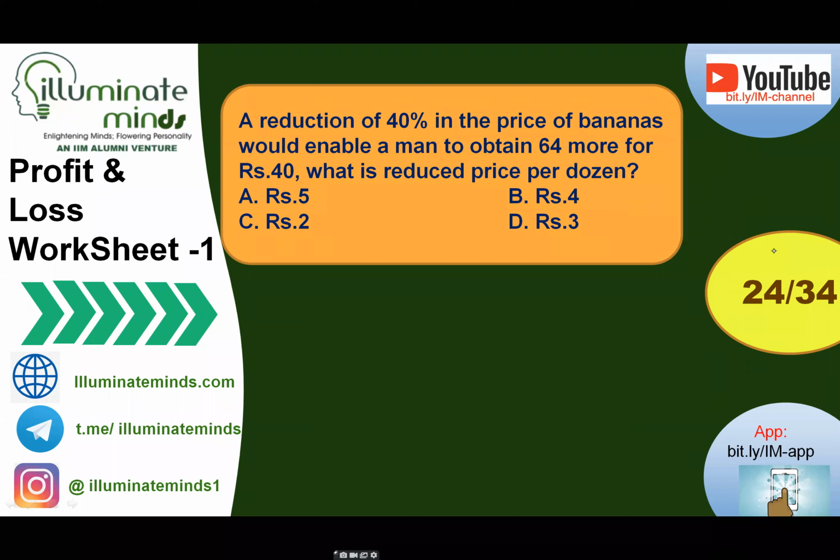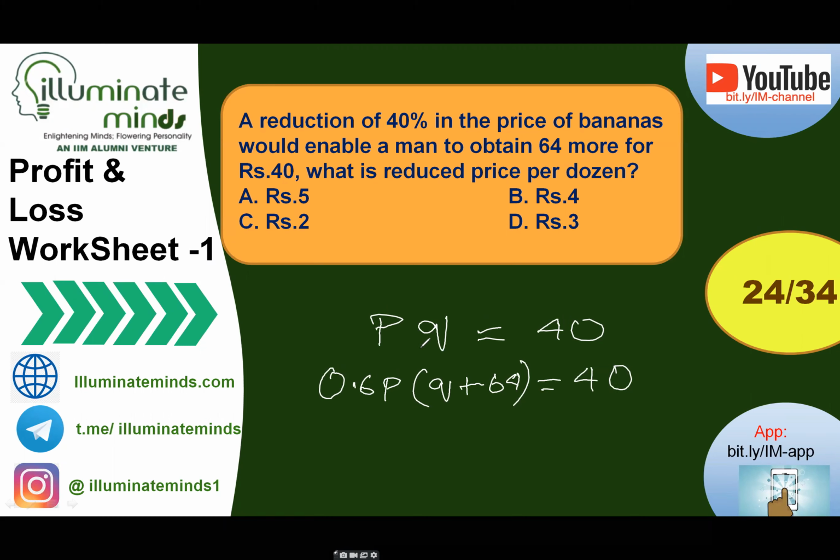A reduction of 40% in the price of bananas would enable a man to obtain 64 more for rupees 40. Okay. So let's say the price was P. The quantity that he used to purchase was Q, and he paid rupees 40 for that. Now the reduced price is 0.6P, and the quantity is Q plus 64, right? And still he pays 40 rupees. So if I make both of them equal to each other, P gets cancelled. So Q is equal to 0.6 into (Q plus 64).